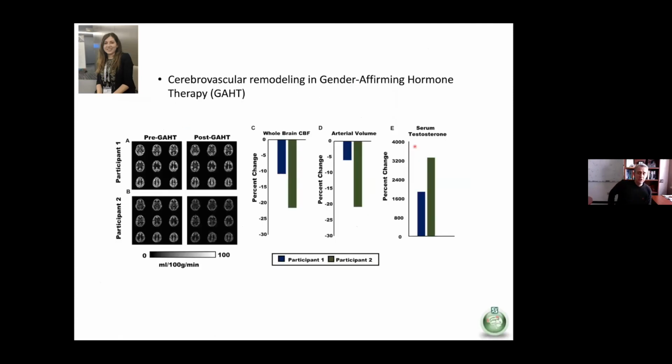Because she works tirelessly, she decided that, well, that's a really nice study for endogenous fluctuations in hormones. Well, what about exogenous fluctuations in hormones? And so this is a study that she is carrying out right now, looking at adolescents undergoing gender-affirming hormone therapy. So throughout the therapy, we scan them before, during, and after.